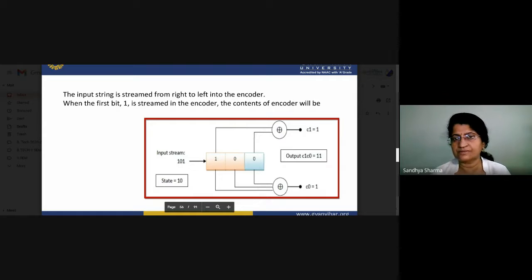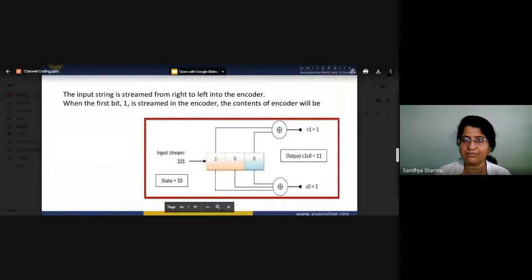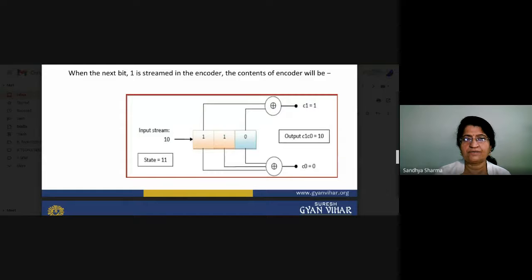You have to send the data stream, whatever input stream you have. Presently, you have to calculate C1 and C0 at that particular instant or particular clock pulse, and after that you will calculate the output value. In this way you will enter your input data one by one and you will receive your output. Now if you are talking about the state, the state will be 10. So the state is the 10 state.